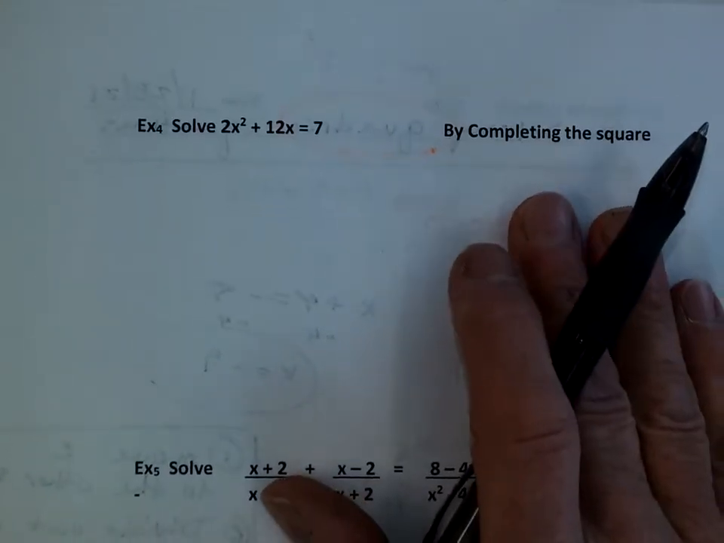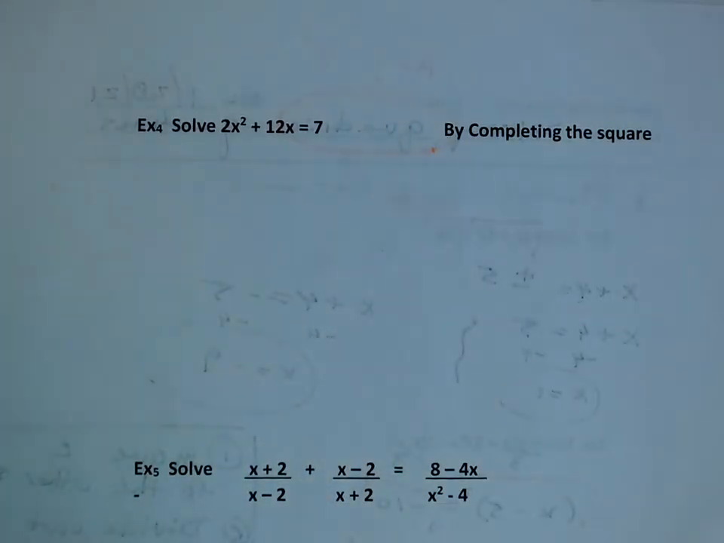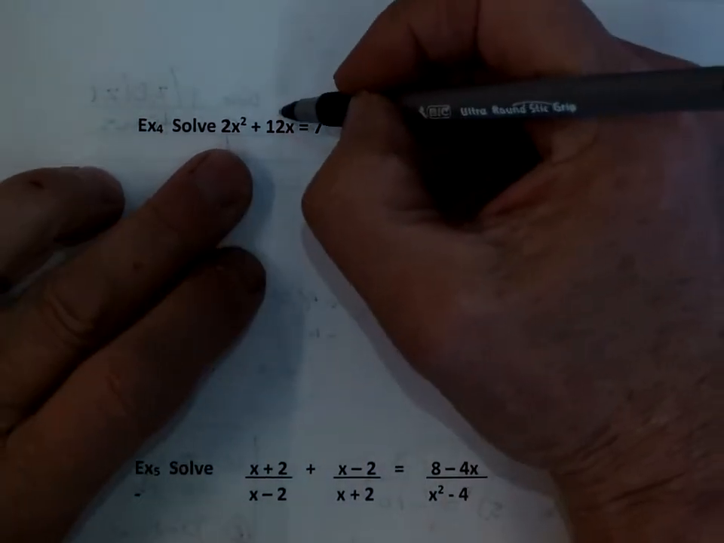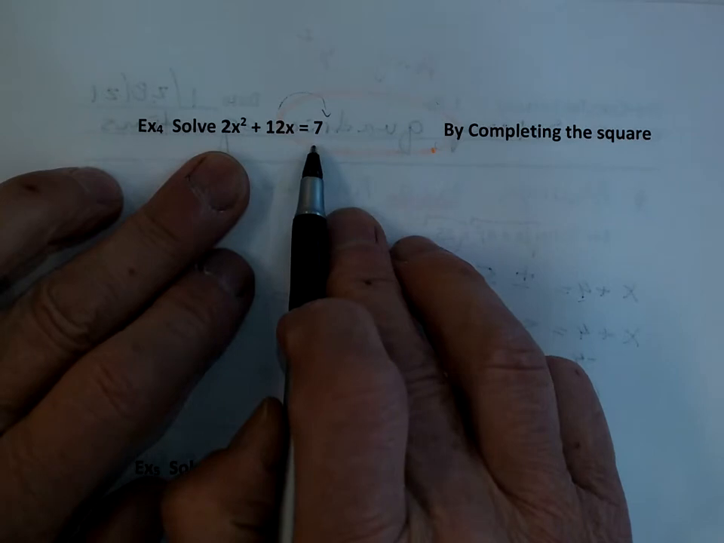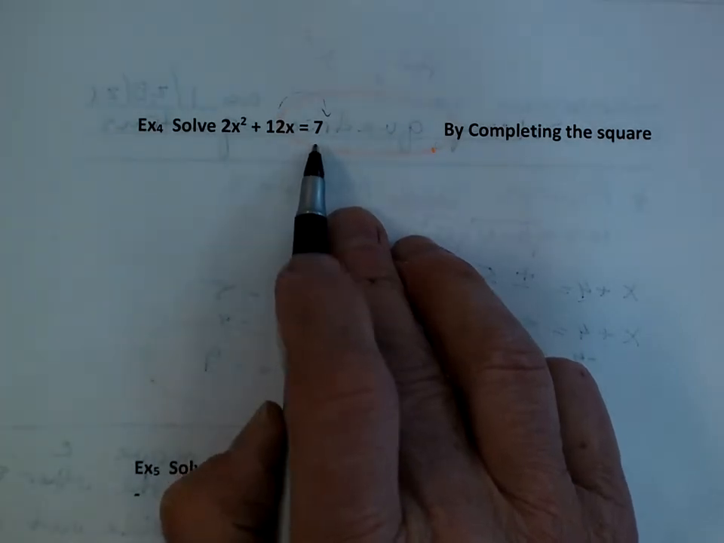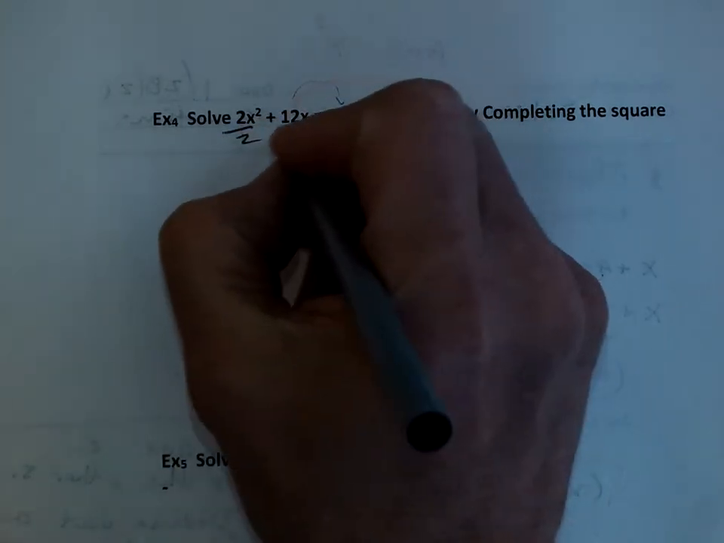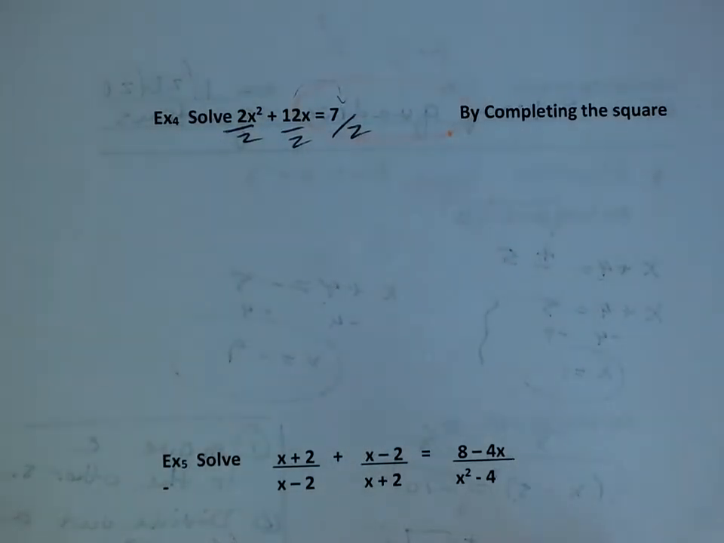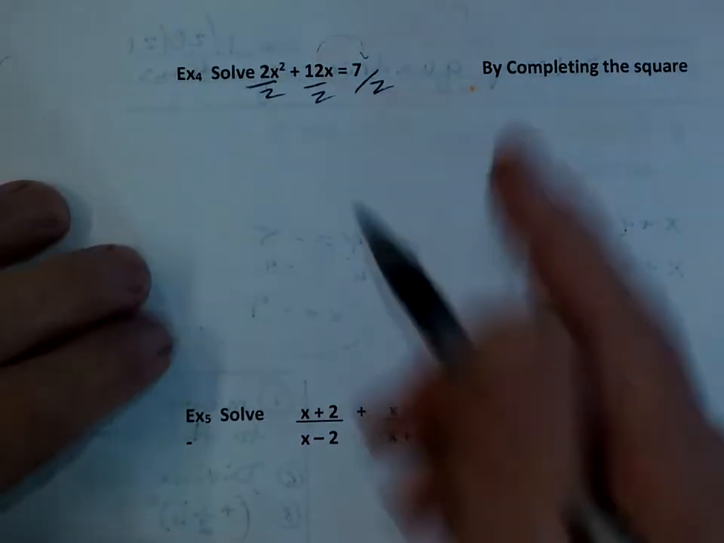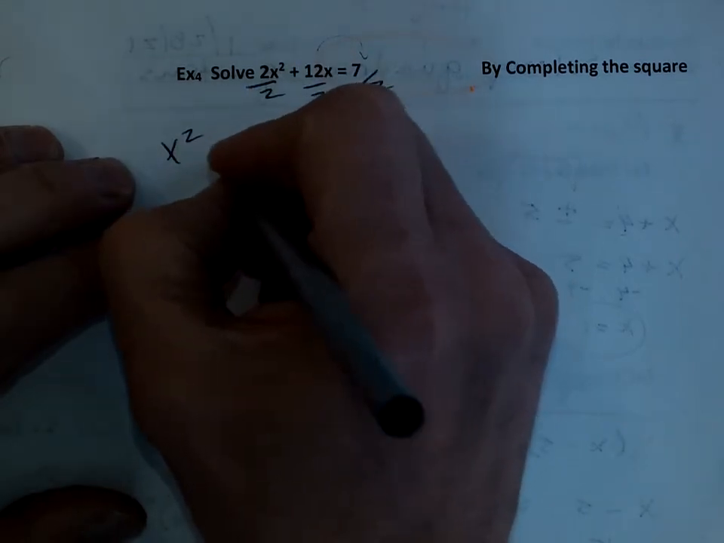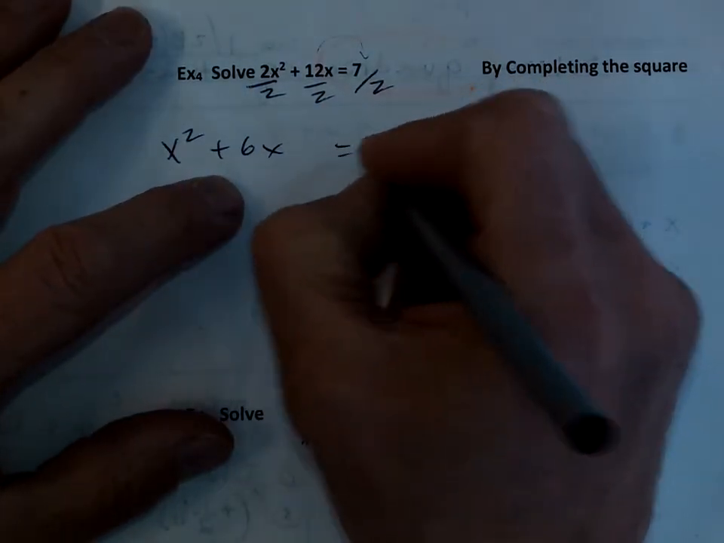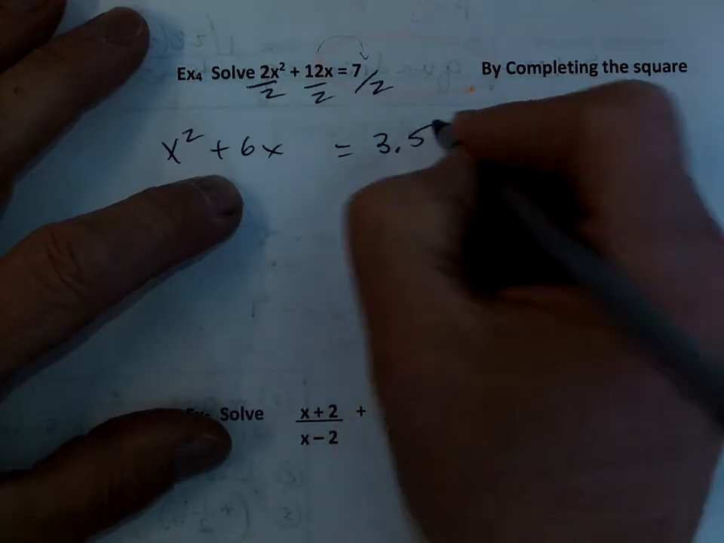Now this one's a little bit more difficult, but we can do it. We got the idea, okay? My notes say, step 1, bring C to the other side. So that's already been done for me. Step 2 says, divide out A. So this time I'm going to divide out the 2. Divide the 2, and divide the 2, okay? So I'm going to have then an x squared plus 6x equals 7/2, or I'll make it 3.5. How's that? Okay?